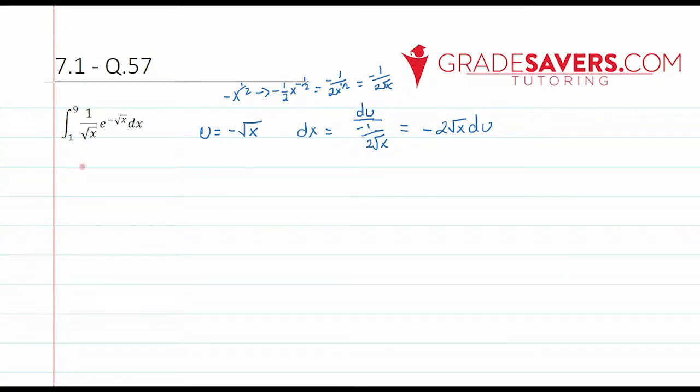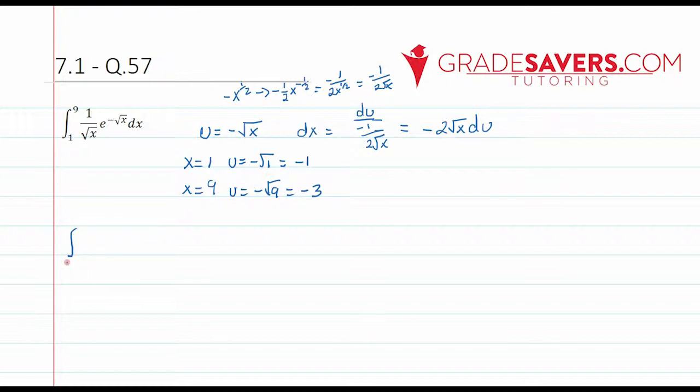And before we begin substituting into the integral, we need to change these bounds. These bounds are in terms of the x variable, but our new integral will be in terms of u, so we should convert them. So when x is equal to 1, u is equal to, according to this equation, negative root 1, which is simply negative 1. And when x is equal to 9, u is equal to negative root 9, which is simply negative 3. And now we can create our new integral.